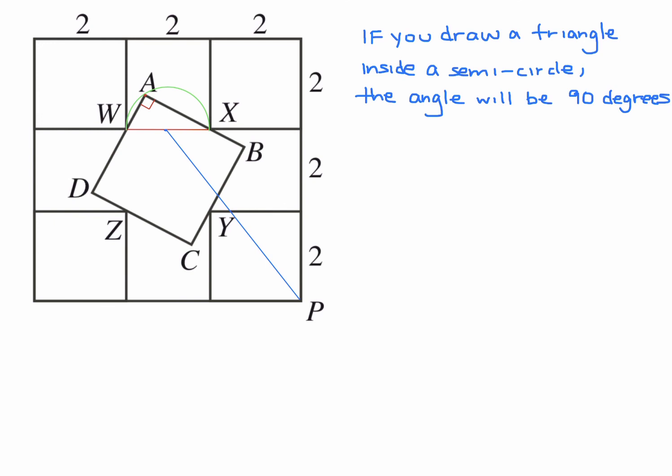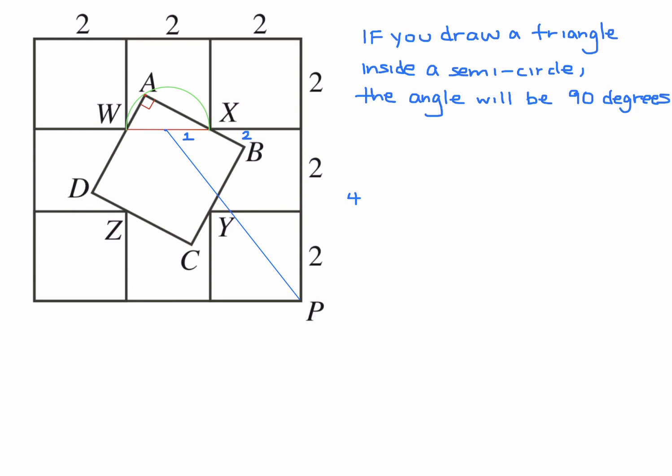Now, WX, the distance from W to X, is 2, right? It's the same as that distance. So that means from the midpoint to X, it will be 1. Now the distance from X to the edge of that large square is 2, same as that up there, so that's 2. And this distance, well, that's given to us, is 4.